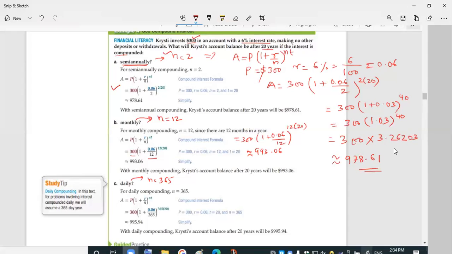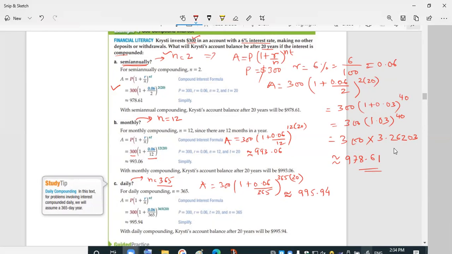You will get approximately 993.06 dollars. Similarly, if it is 365 days, the amount after 20 years will be 300 into 1 plus 0.06 divided by 365, raised to power 365 into 20 years. So your answer will be approximately 995.94.